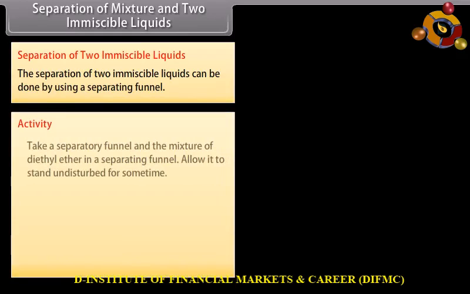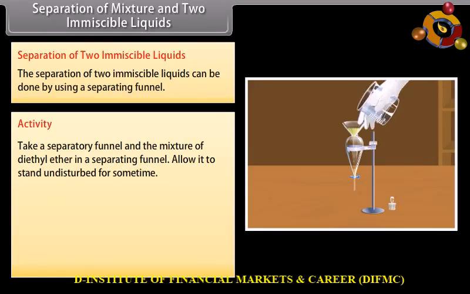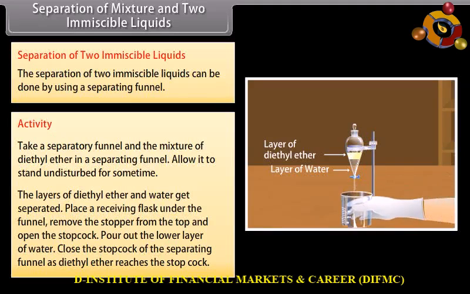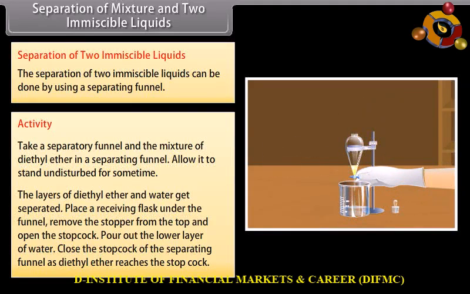Activity. Take a separating funnel and the mixture of diethyl ether and water in a separating funnel. Allow it to stand undisturbed for some time. The layers of diethyl ether and water get separated. Place a receiving flask under the funnel, remove the stopper from the top and open the stopcock. Pour out the lower layer of water. Close the stopcock of the separating funnel as diethyl ether reaches the stopcock.